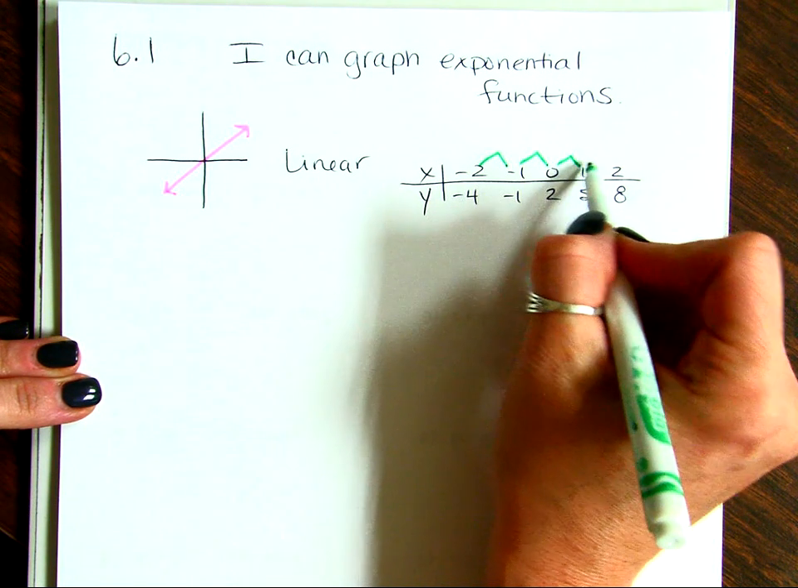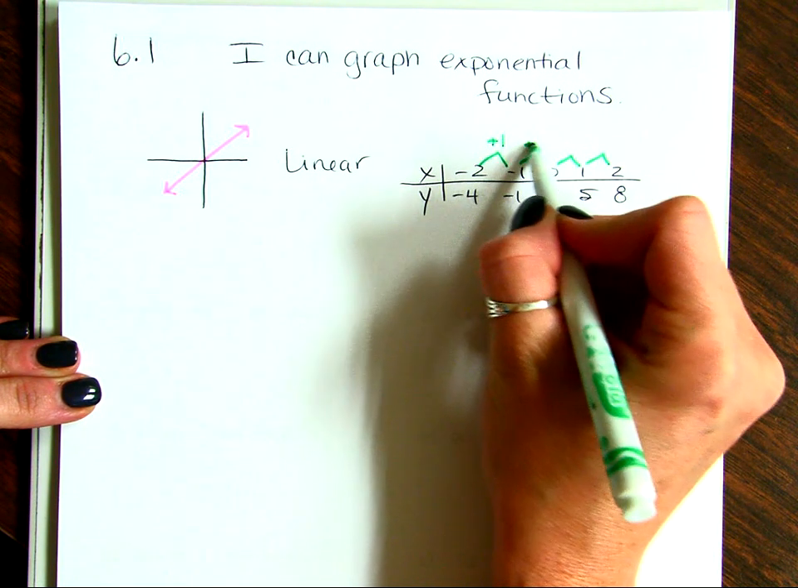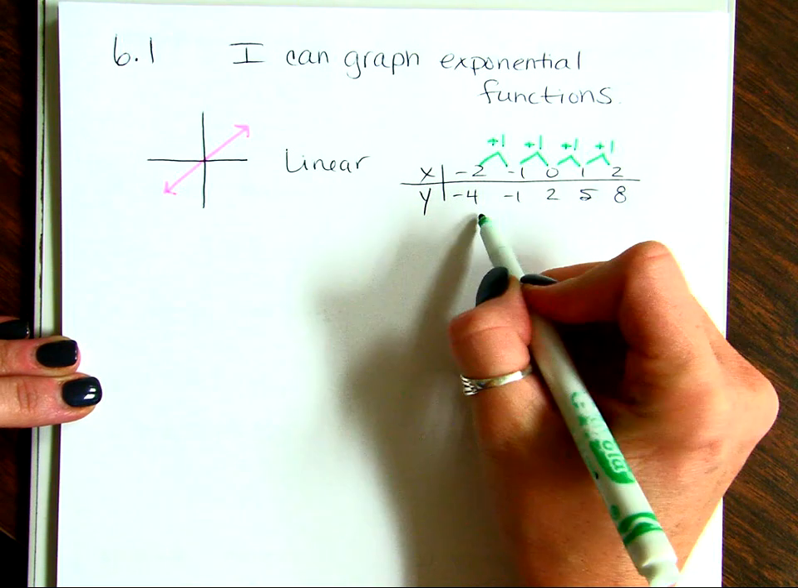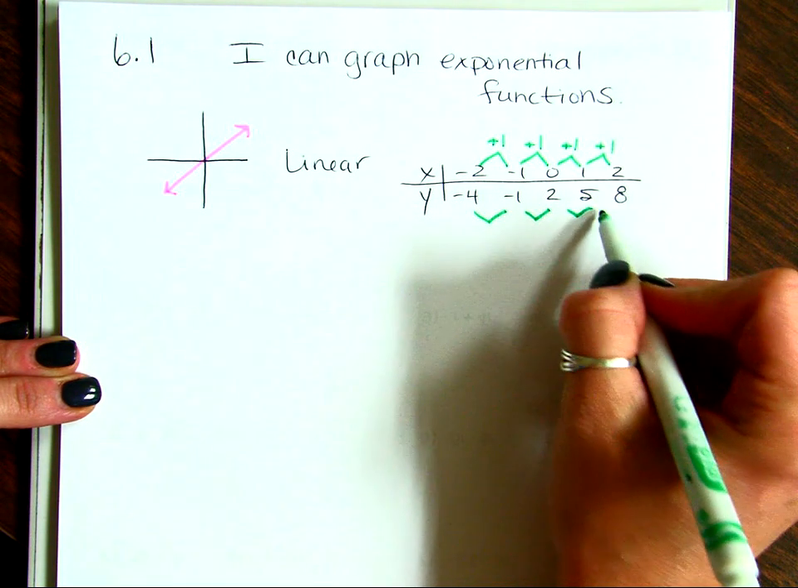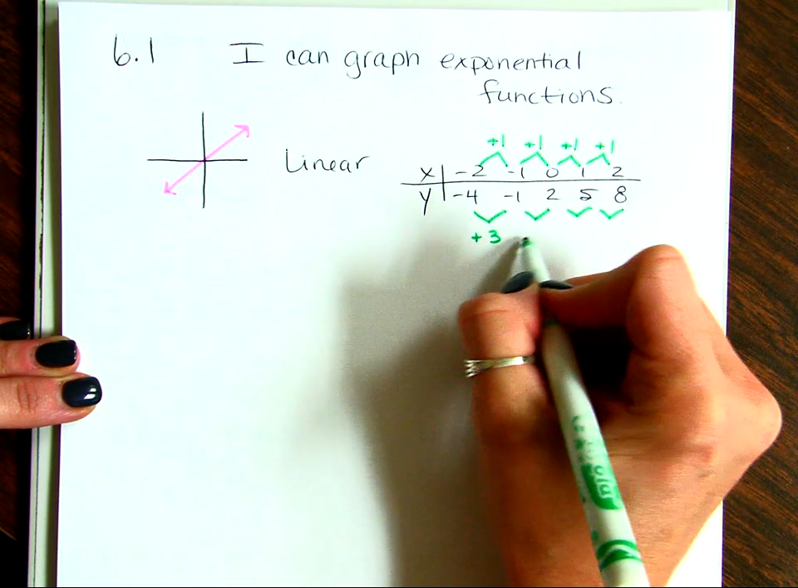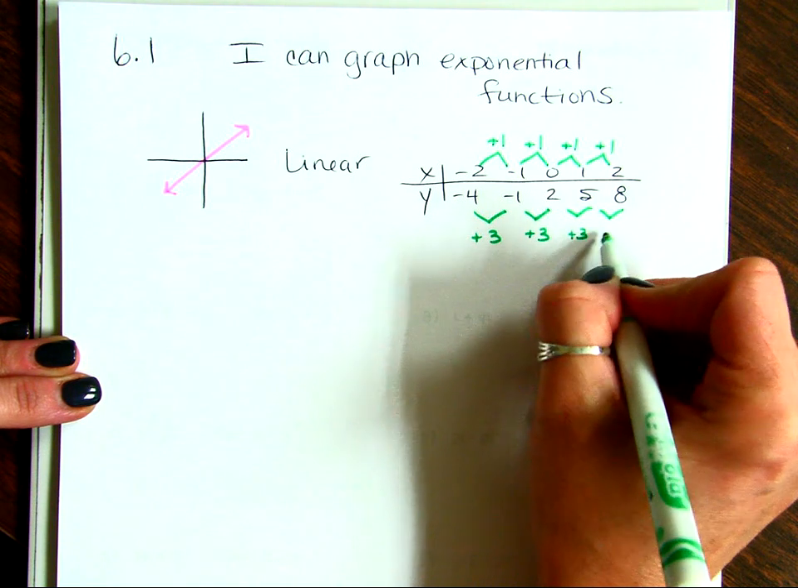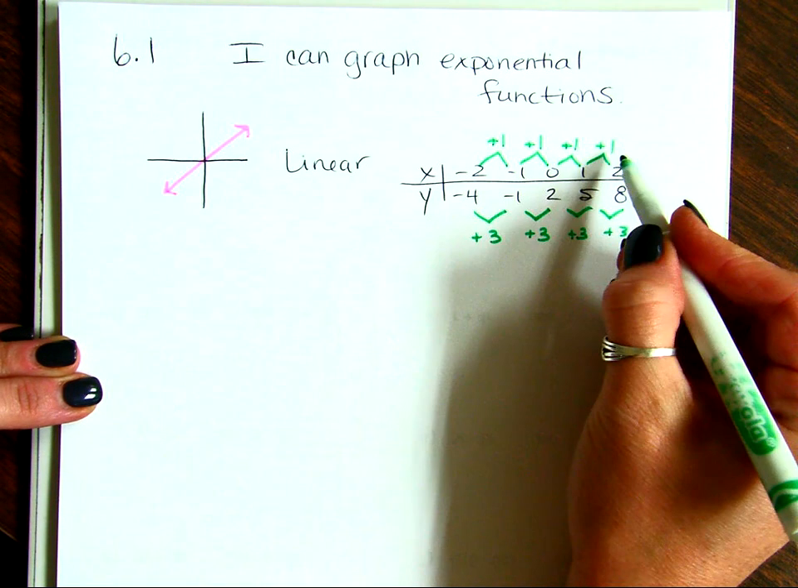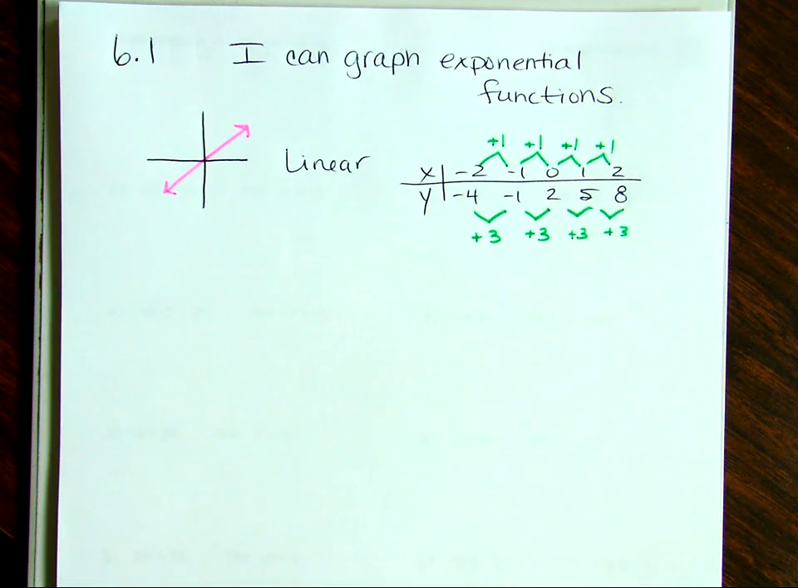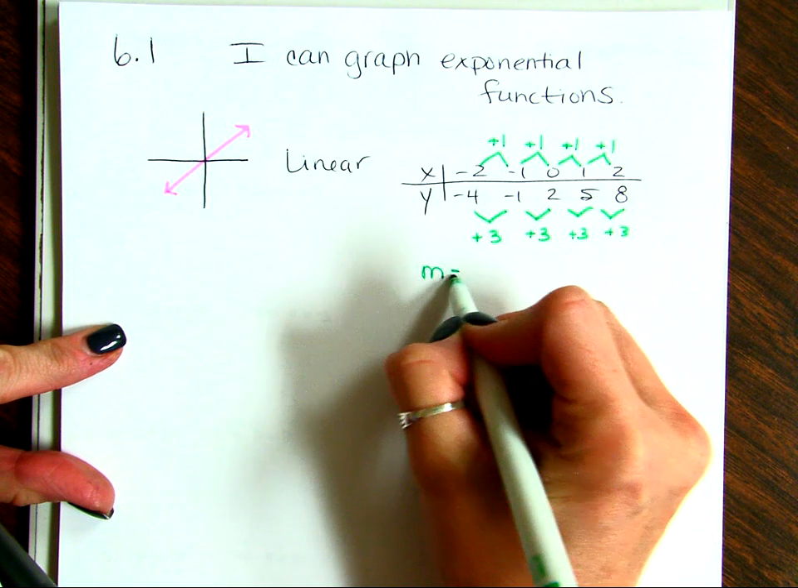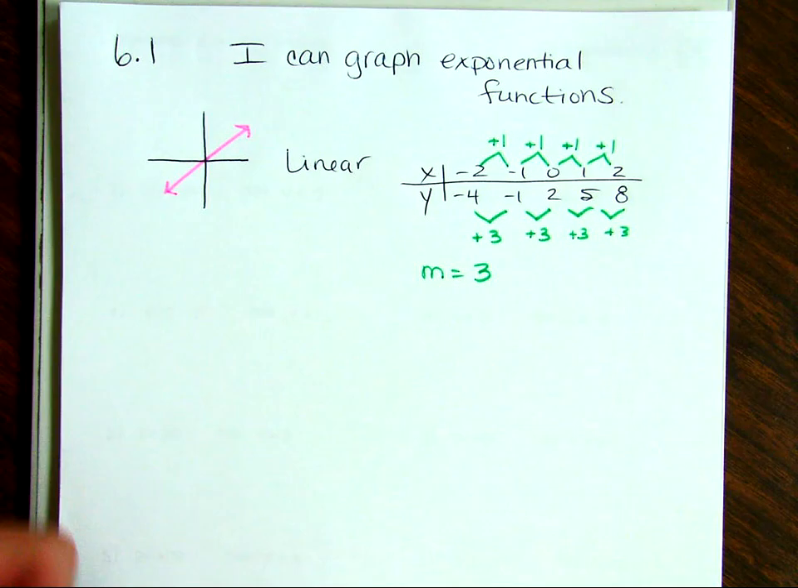So for every one that this is going up, and it was really helpful to put this, you saw that this was going up by 3. All right, so we called this our constant rate of change. So for every one it goes up, this goes up by 3. So you knew right away that your slope or your rate of change was 3.